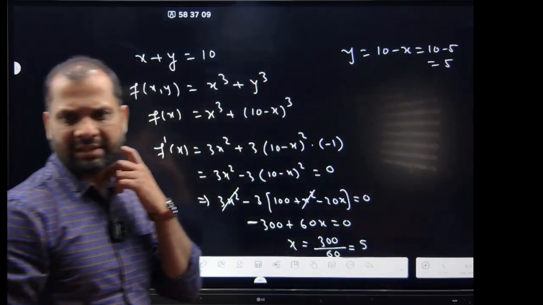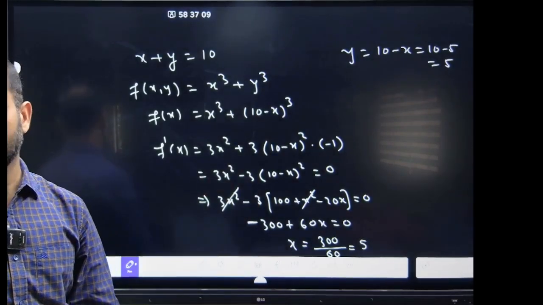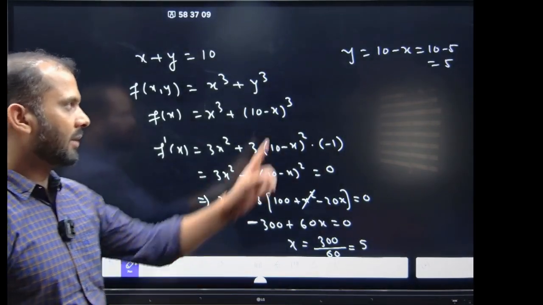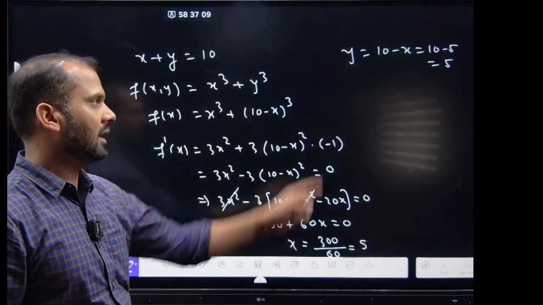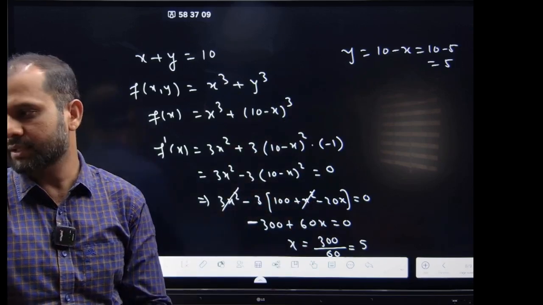What are they suggesting? They are equal. Yes, it should be equal, right? Just 5 and 5. If you take k and k, like that you will get k by 2, k by 2. It should be equal. Always it should be equal.